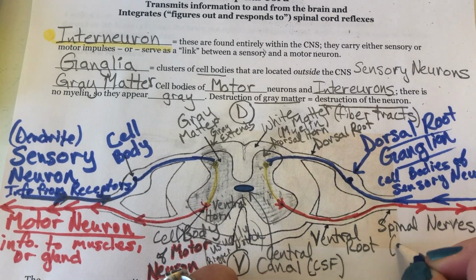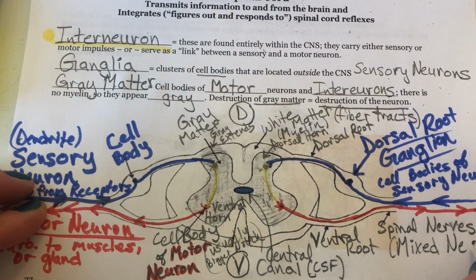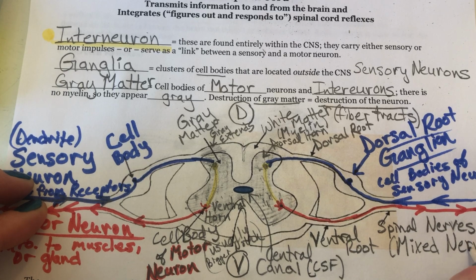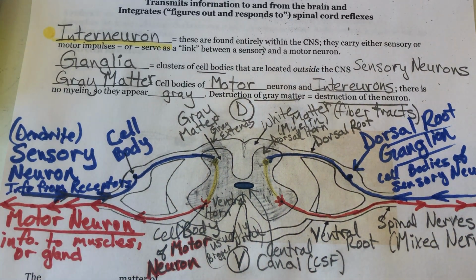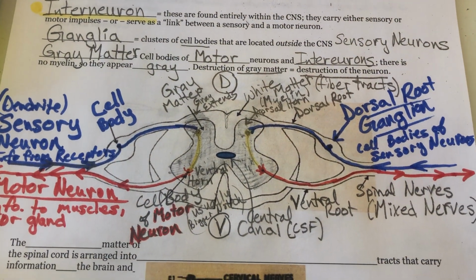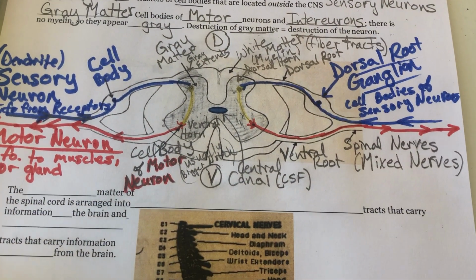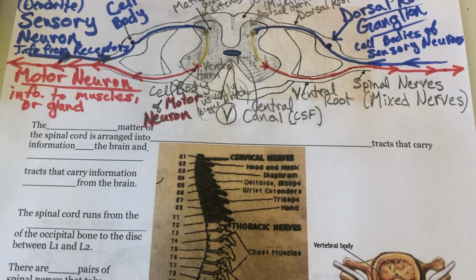And we call it mixed because it's both sensory and motor going off the spine. Now, for the 12 cranial nerves coming off your cranium, some of them are not mixed. Some of them are purely motor tracks. Some of them are purely sensory. We'll talk about those later. Spinal nerves are mixed nerves. Okay, can you see that? I have to make sure you can see this because it's angled really severely.